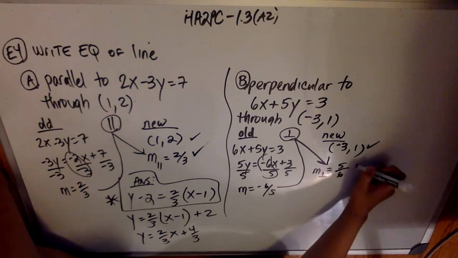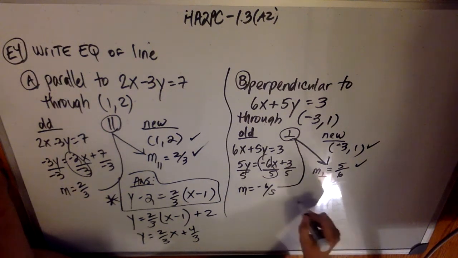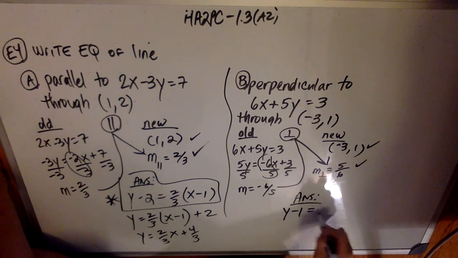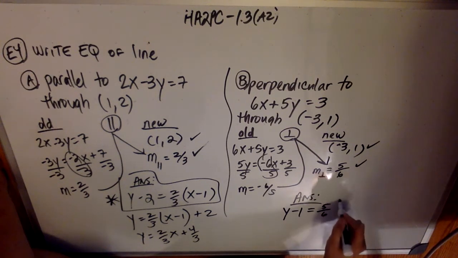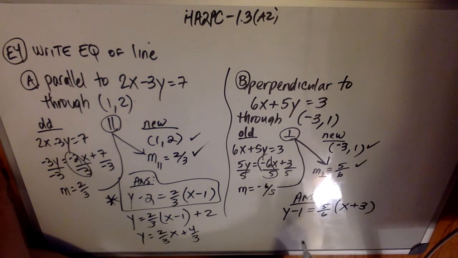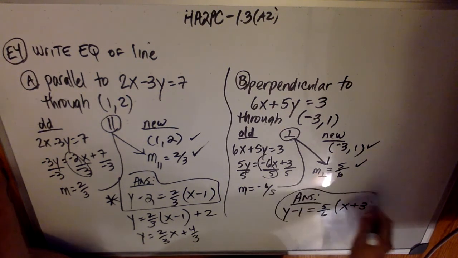So now I have a point and a slope, and my job is just to write the answer in point slope. So my answer is going to be y minus the y value, so y minus 1 equals my m, which is 5/6, times the quantity x minus a negative 3, or probably write it as x plus 3. Now, if you really want to simplify this, so this is the best answer.